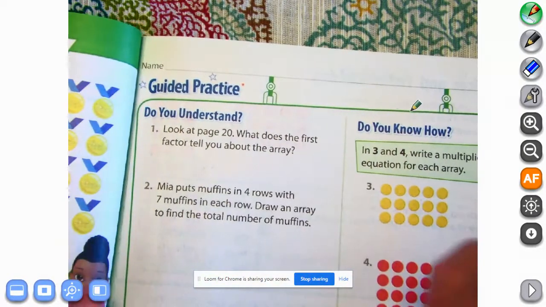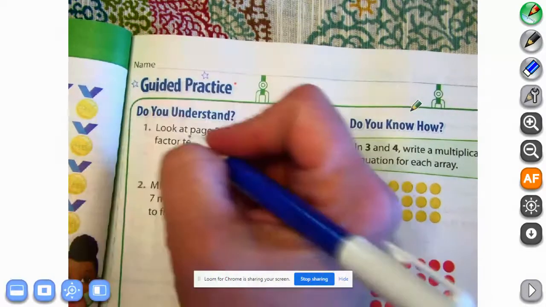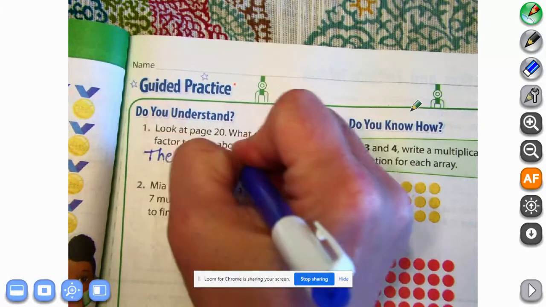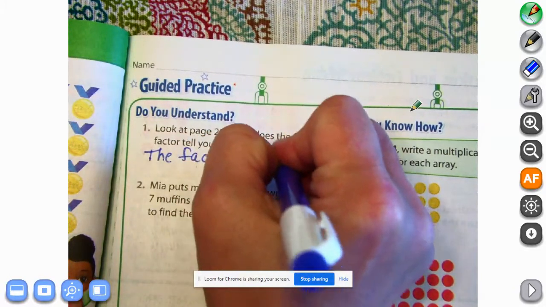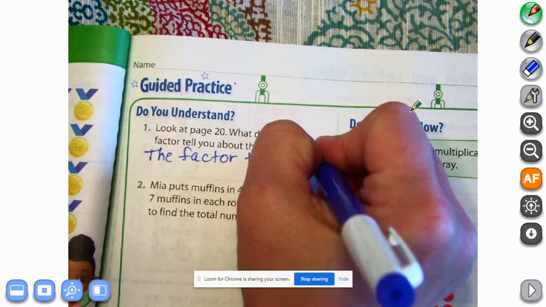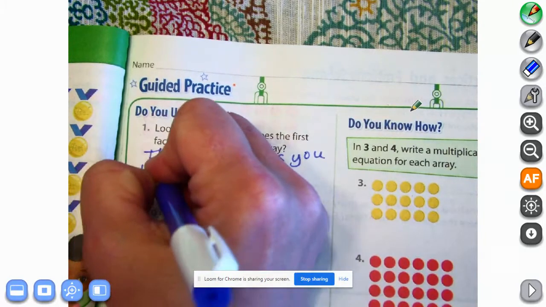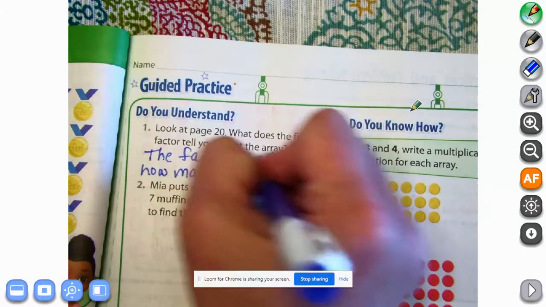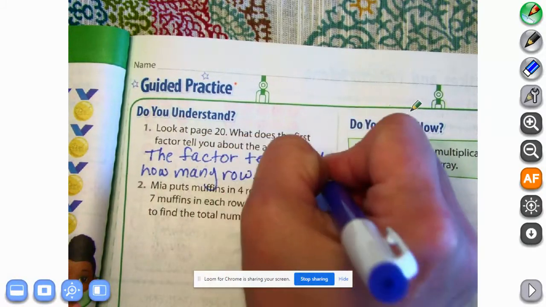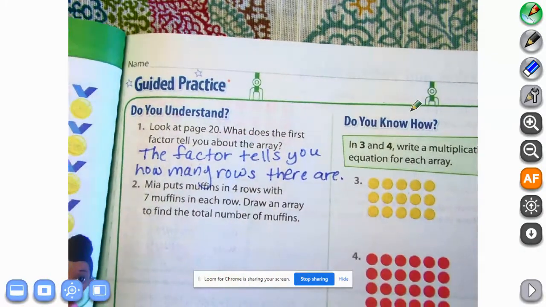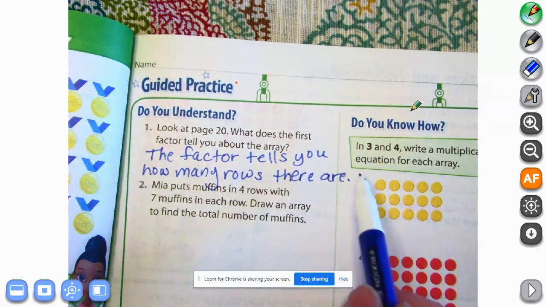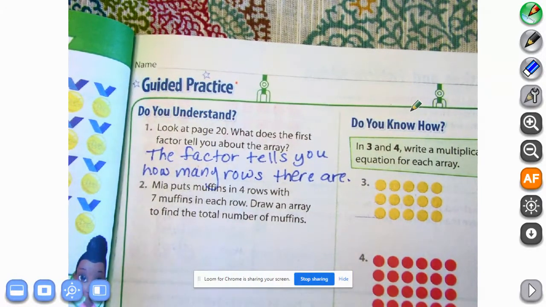The first factor tells you about the array, okay? The first factor tells you how many rows there are. Okay? That's how many rows going down. Like 1, 2, 3. Okay?